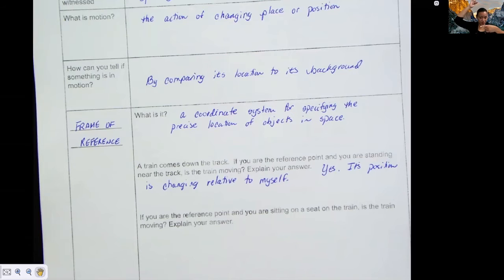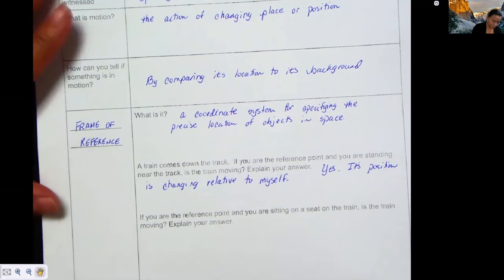So let's say on the train, you see mountains behind me. You can see according to the background here that the train is moving, but I'm not using the background as the reference point. The frame of reference is the person that is sitting on the train. So as that train moves, that person moves along with it. Their position relative to each other is not moving. So based on the reference point, the train is not in motion. The train is not moving.